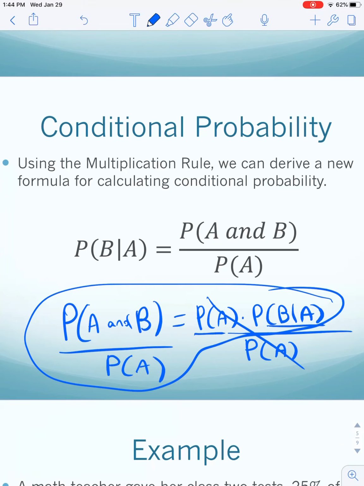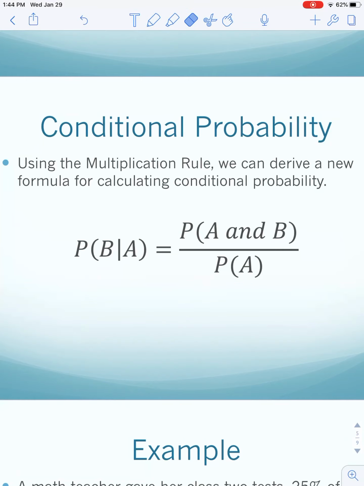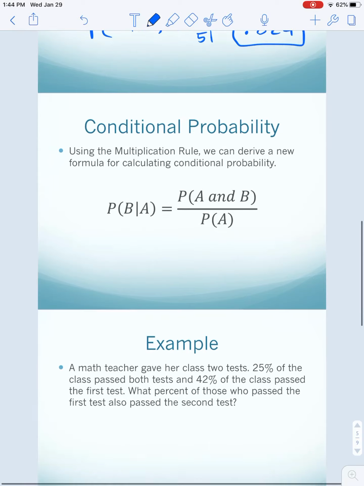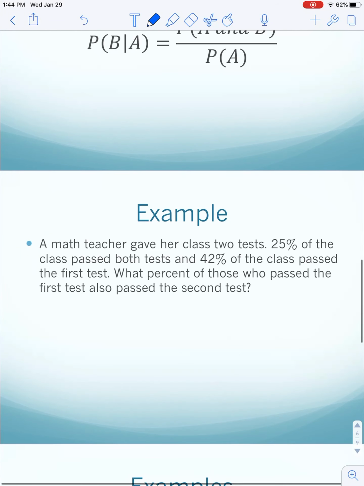Probability of B given A equals probability of A and B over probability of A. The way I talk about this is I say the probability of B given A is equal to the probability of both over the probability of the given, A being the given. So that's the way I remember it. Probability of both over probability of given. So let's do an example of this.